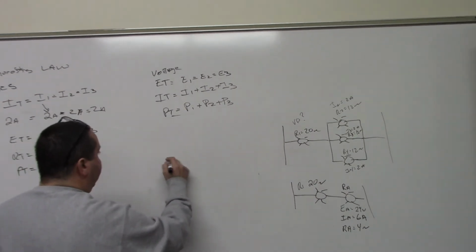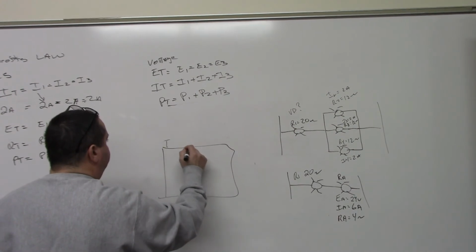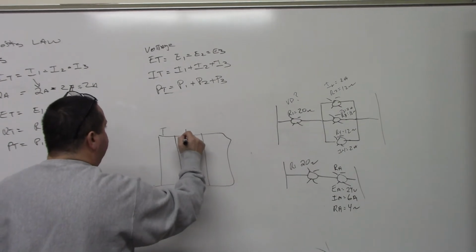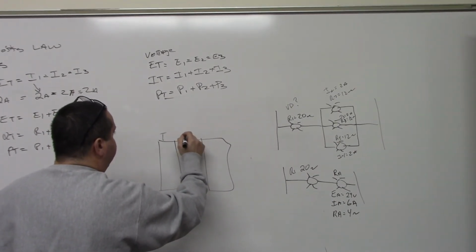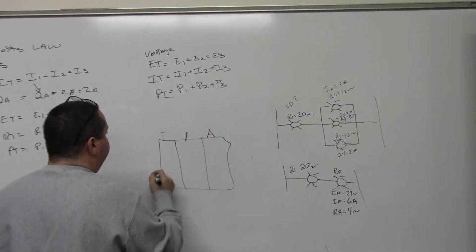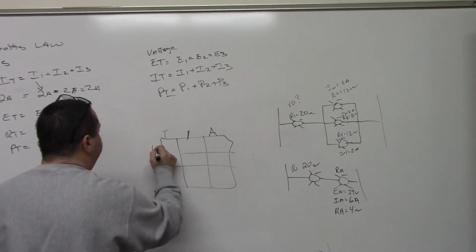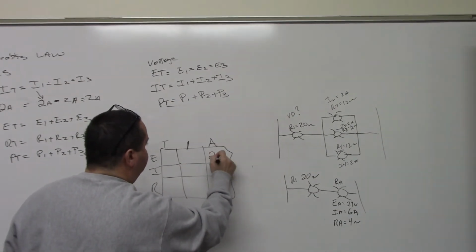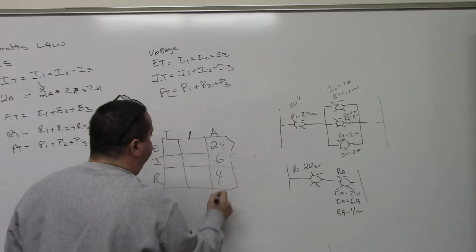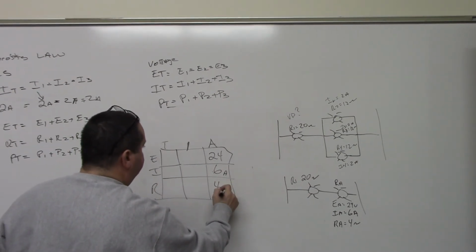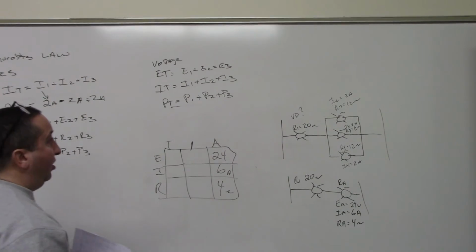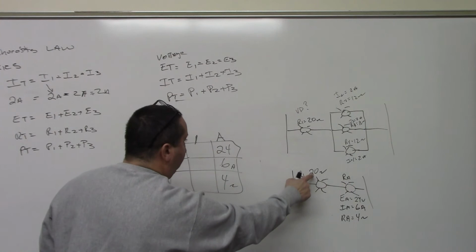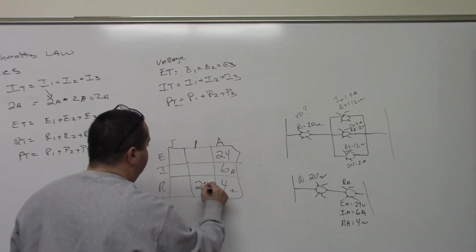Okay? We just draw a picture. Here's total. This is A. This is 1, and this is A. Okay? And we just plug in the numbers, E, I, R. Okay? So A, we got 24, we got 6, and we got 4. Okay, 6 amps, and this is 4 ohms. And in R1, this is 20 ohms.